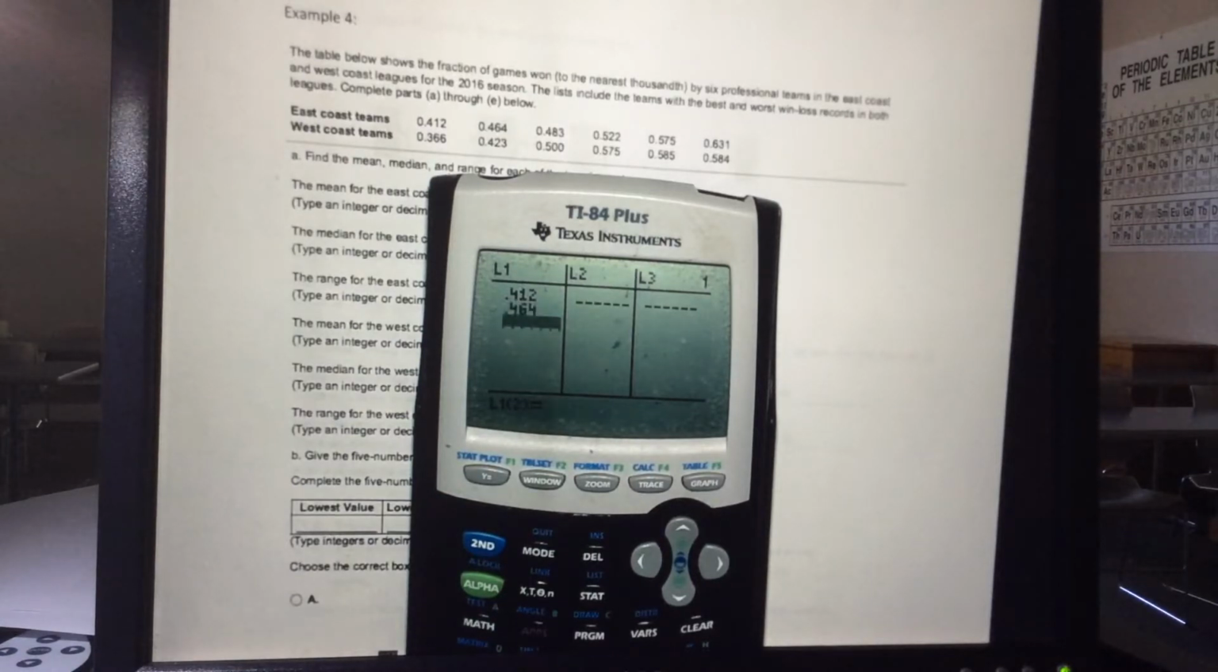0.464, enter. 0.483, enter. 0.522, enter. 0.575, enter. And then 0.631, and then enter.